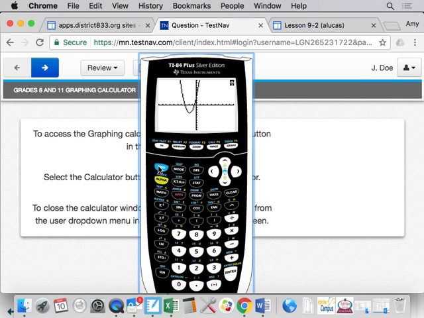Second, calc. Zeros we're looking for. Move over. Left boundary, enter. Right boundary, enter. Enter again. Negative 3 for this one. I'll remember that. Calc. Zeros. Left boundary, enter. Right boundary, enter. Guess. Negative 0.5. So negative 3 and negative 0.5.